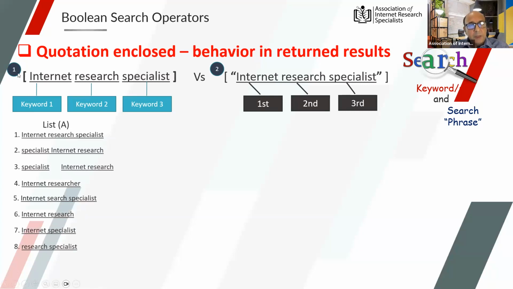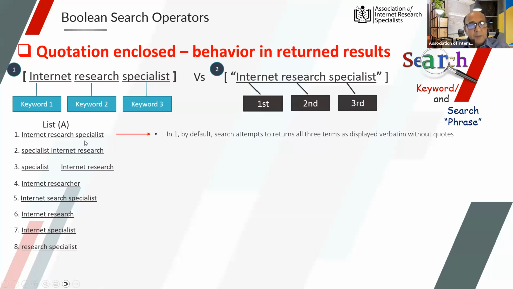When we look at the first example, these three words are outside of the quotes, or none of them are placed inside of the quotes. So basically, this is how usually people write it, internet research specialist. What happens when you do that is shown in list A as examples of how the search is going to interpret it. And then we'll compare it with the three words inside of the quotes to see the behavior of search as it returns the results back.